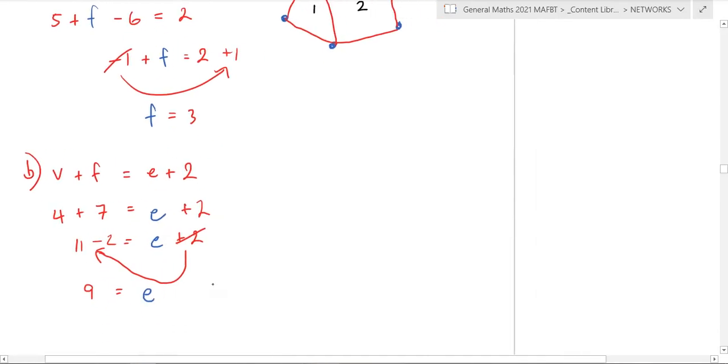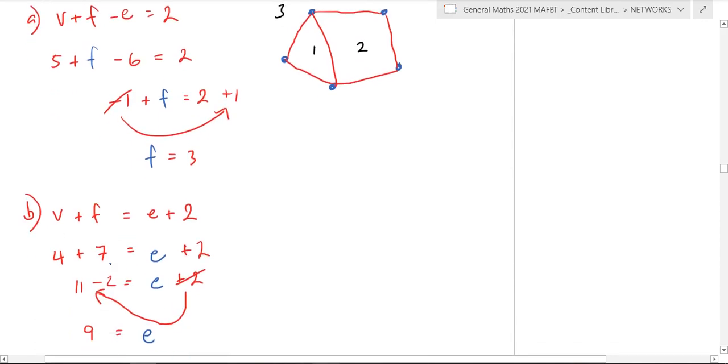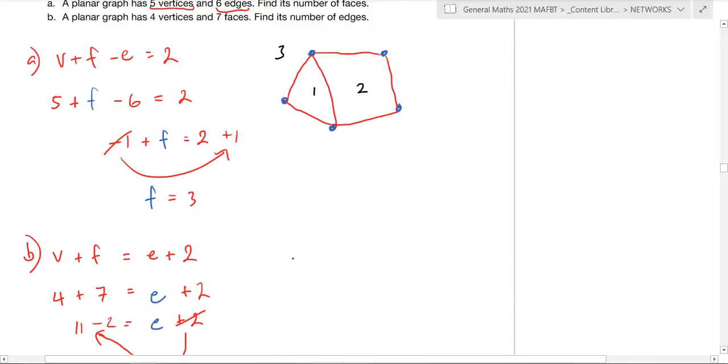So let's prove this. This graph should have 9 edges. It was 4 vertices and 7 faces. So I'm going to draw the graph for this to prove that this is true. So you've got 4 vertices: 1, 2, 3, 4. And it's got 7 faces.